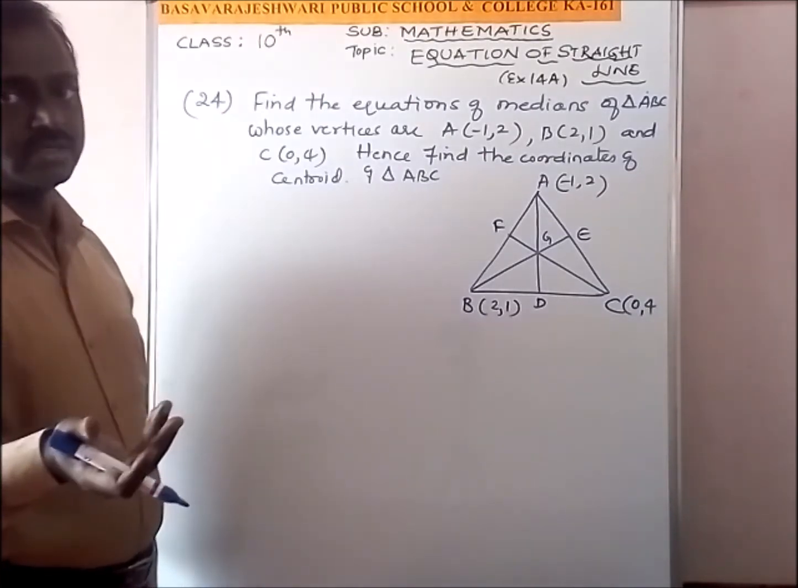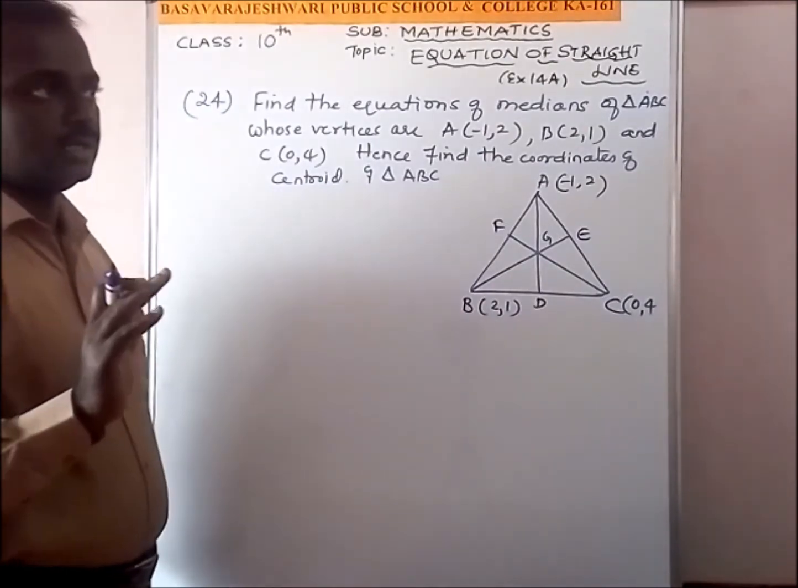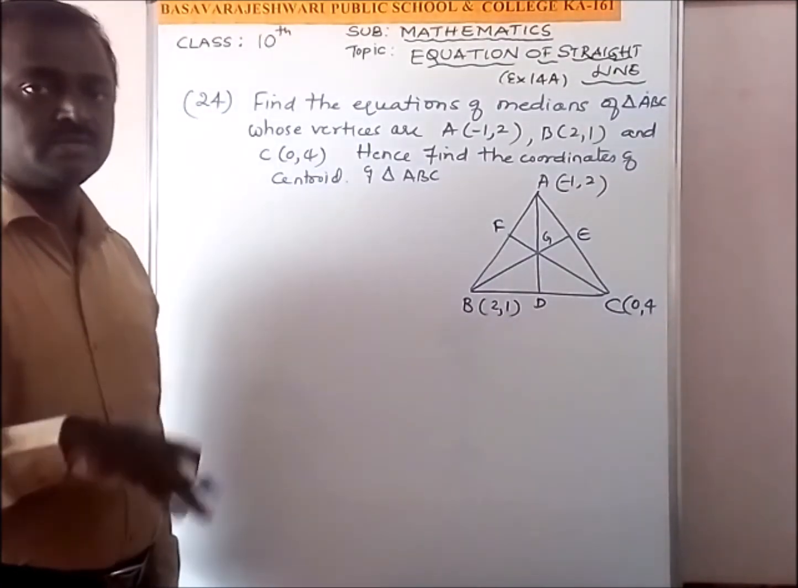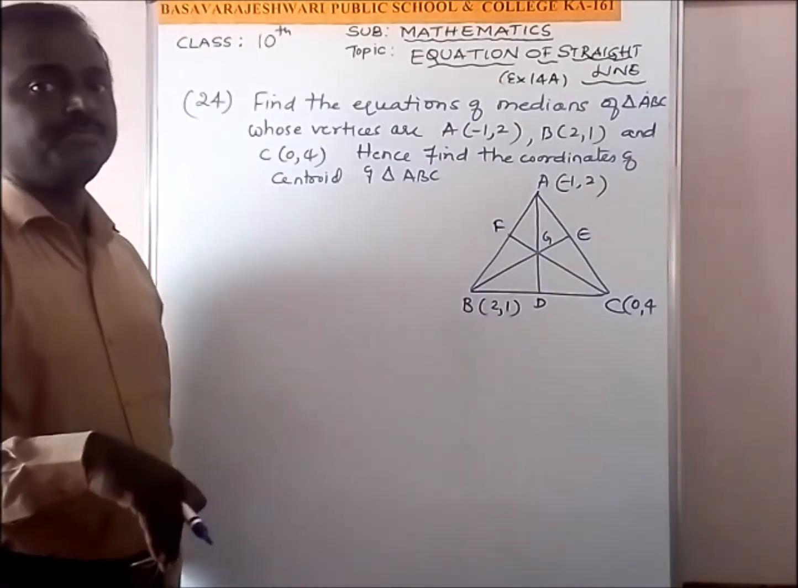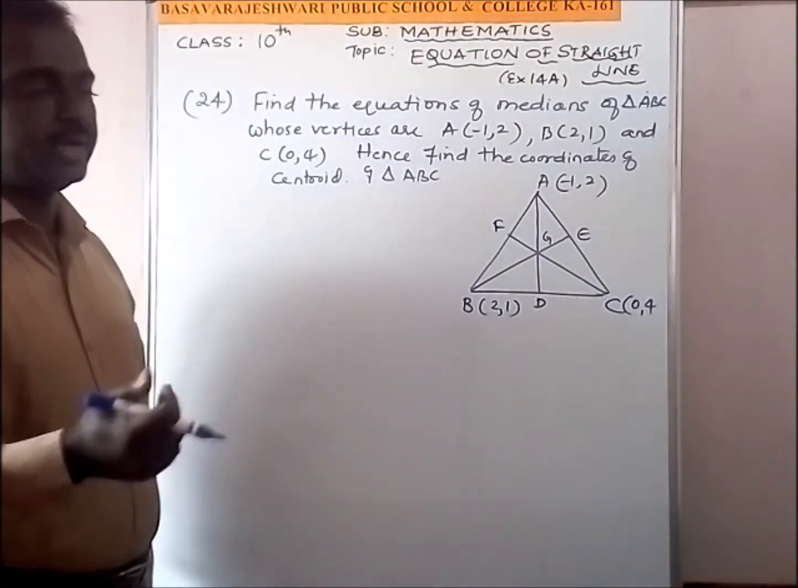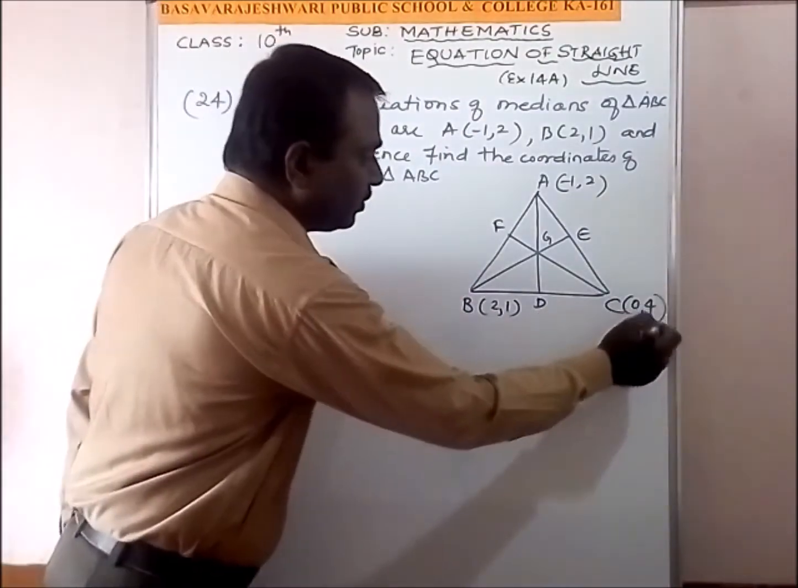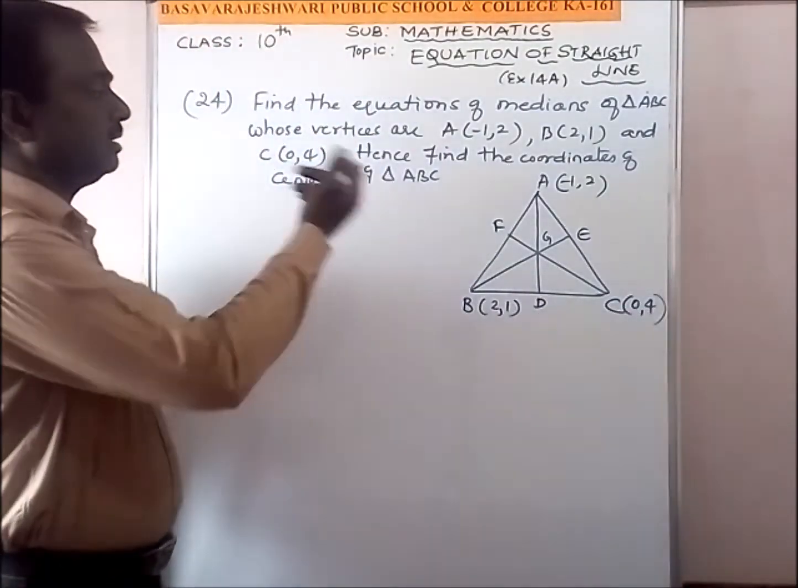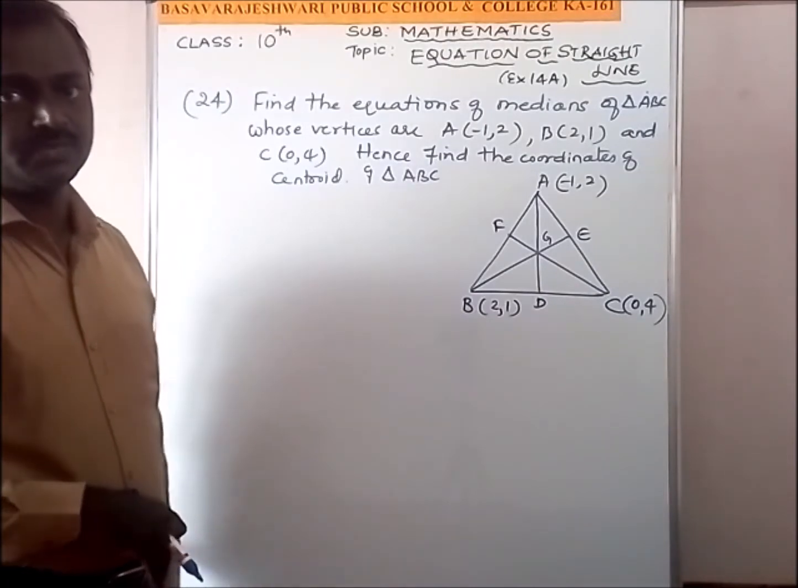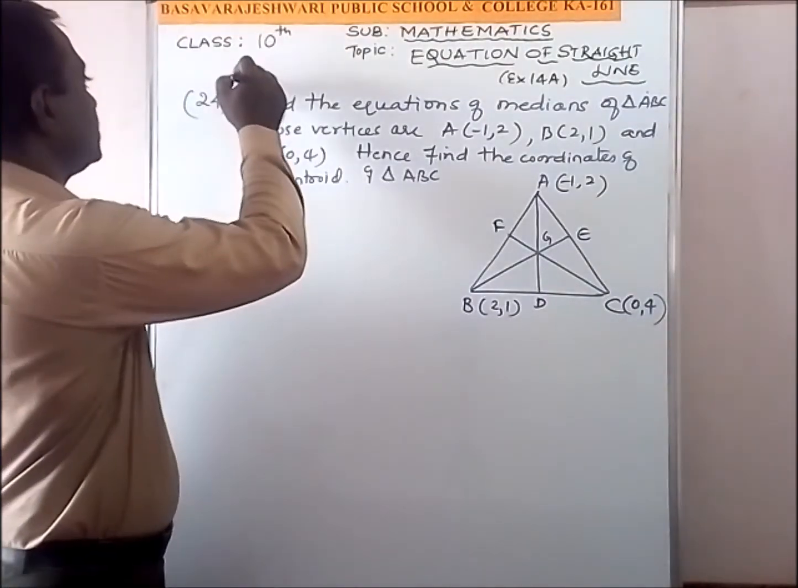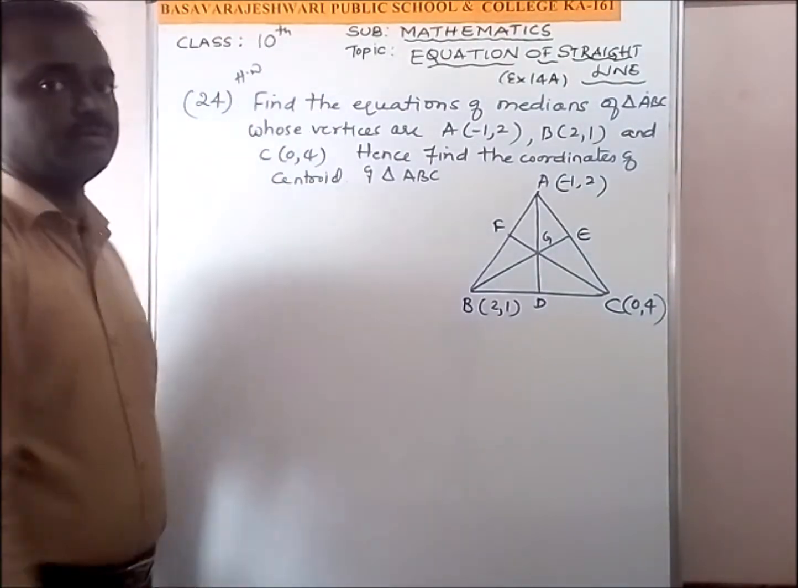Then find the centroid. Centroid means what? G of x, y is equal to (x1 plus x2 plus x3) by 3, (y1 plus y2 plus y3) by 3. We take the coordinates of A, B, C, and we can find the centroid of triangle ABC. Correct? So therefore I am giving this sum as a homework sum. Okay?